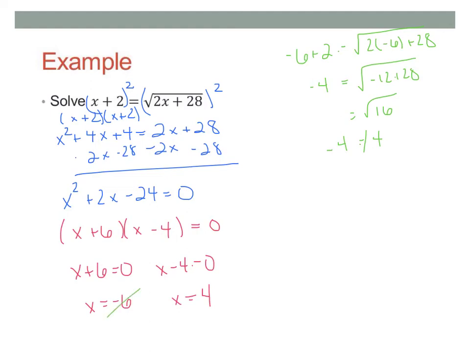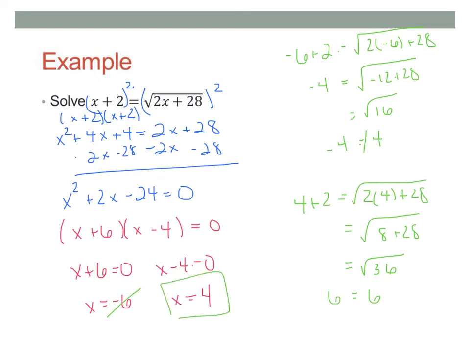So then we need to check 4. So we're going to have 4 plus 2, square root of 2 times 4 plus 28. And so lots of times you are looking for a negative under the square root. In this case, that first one was equal to a negative. So that answer worked. Okay, so the square root couldn't be equal to a negative is why the first one didn't work there.